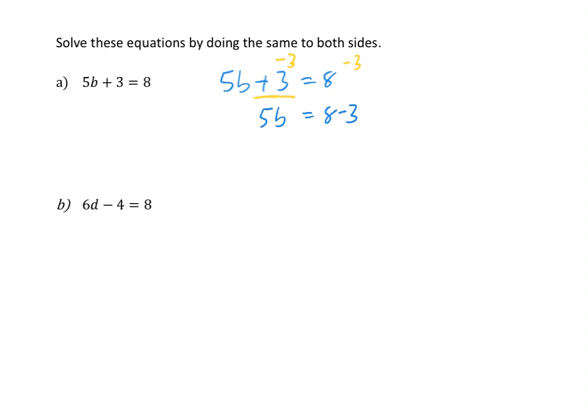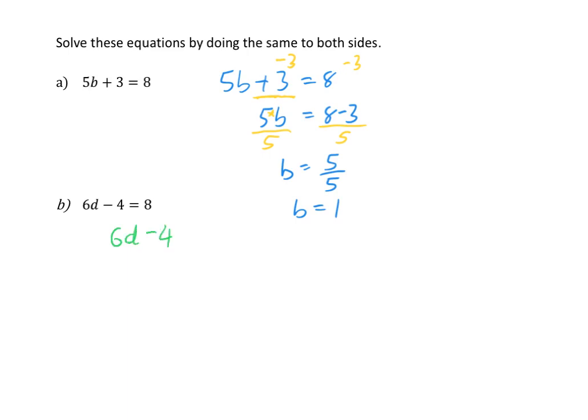Then I still haven't got b by itself. At the moment, I'm multiplying b times 5. So to get b by itself, I need to divide 5b by 5. What I do to the left-hand side, I need to do to the right-hand side. So my expression then becomes b is equal to 5 divided by 5. So b is equal to 1. By doing a series of inverse operations, I can determine that b is equal to 1. Let's have a look at my next example.